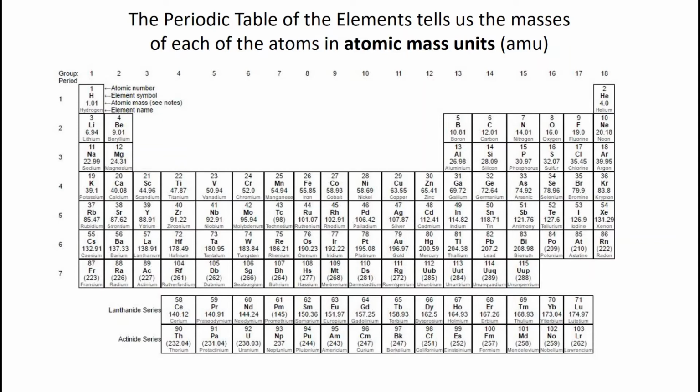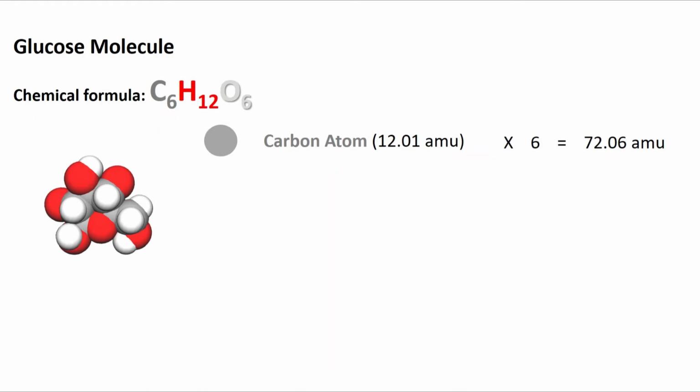So here we are, here's the periodic table, and what we're going to do is select each of the atoms in turn. Carbon has an atomic mass of 12.01 atomic mass units. Here we can find hydrogen, and it has a mass of 1.01 atomic mass units. And finally, here's oxygen, and it has a mass of 16 atomic mass units. What we do next is multiply each one of these by the respective numbers of each type of atom in our glucose molecule, and this gives us the following.